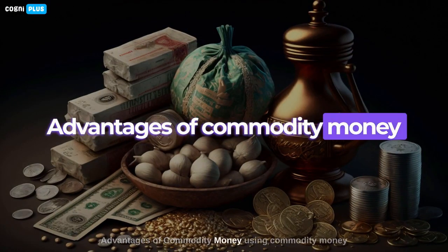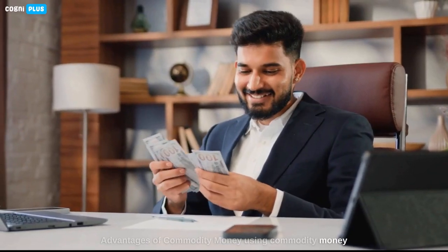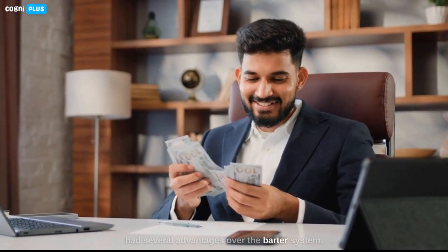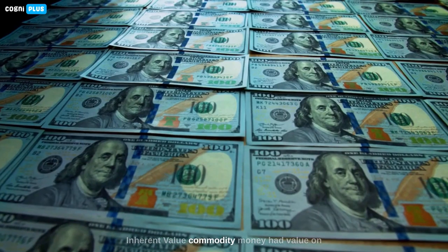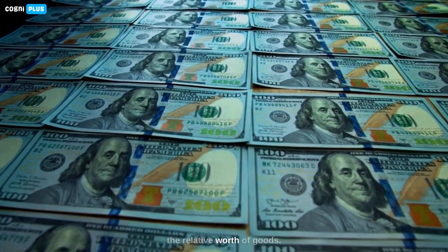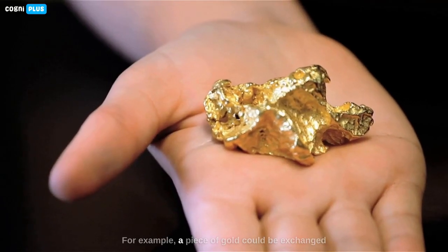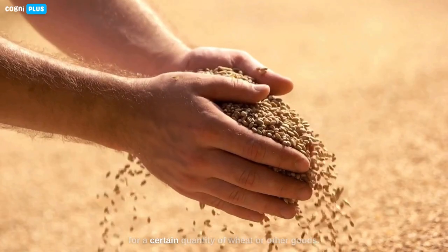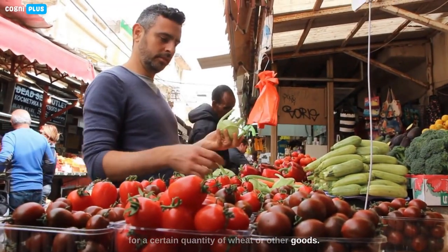Advantages of commodity money. Using commodity money had several advantages over the barter system. Inherent value. Commodity money had value on its own, making it easier to determine the relative worth of goods. For example, a piece of gold could be exchanged for a certain quantity of wheat or other goods.